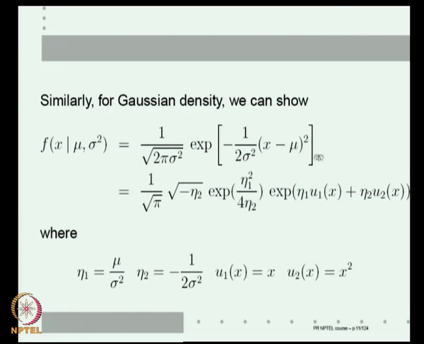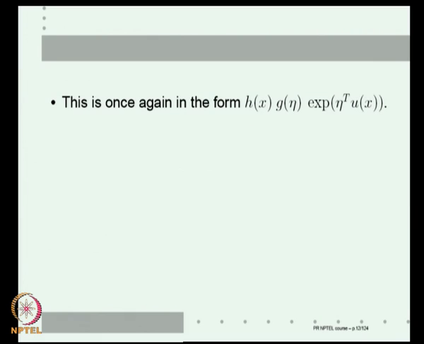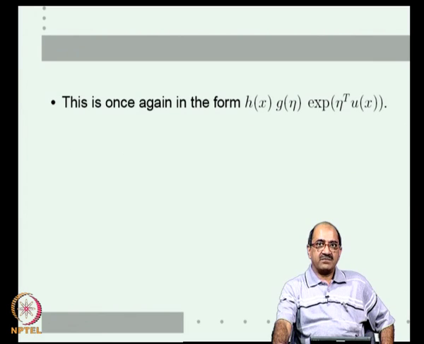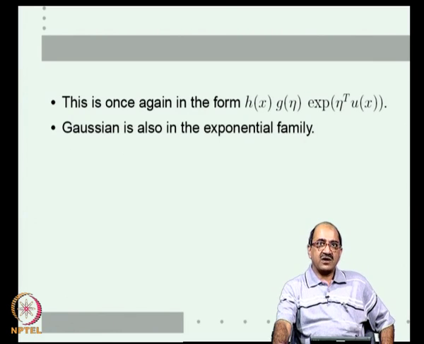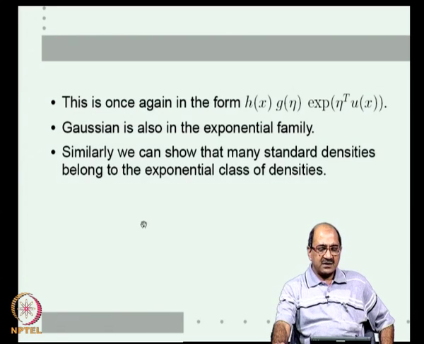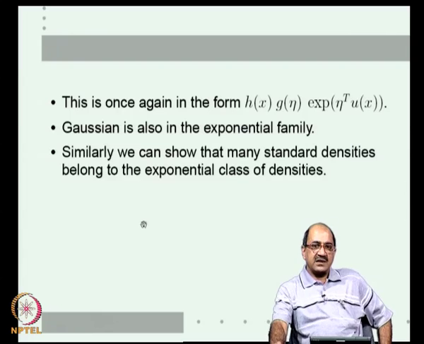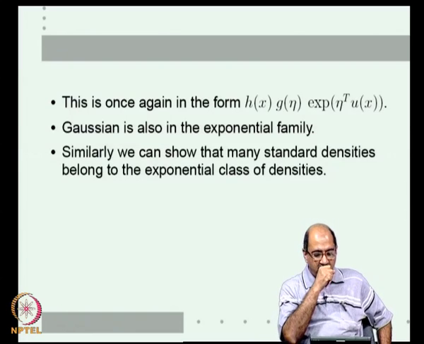So, there is exponential eta transpose u x, there is something that is a function of only eta, and a constant which you can think of as part of g eta or part of h x. Okay. So, Gaussian density can also be expressed in the form needed for exponential family, and hence Gaussian is also a part of the exponential family. Okay. Like this, we can show that many standard densities belong to the exponential class of densities.